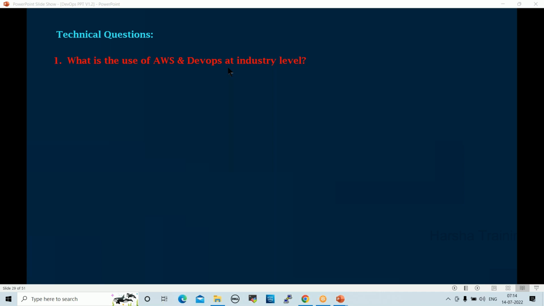Deployments and automation, these are very fast, right? Next question: when did the DevOps process start in industry? DevOps is not a new process, right? It was started in 2008. It is a very old process.